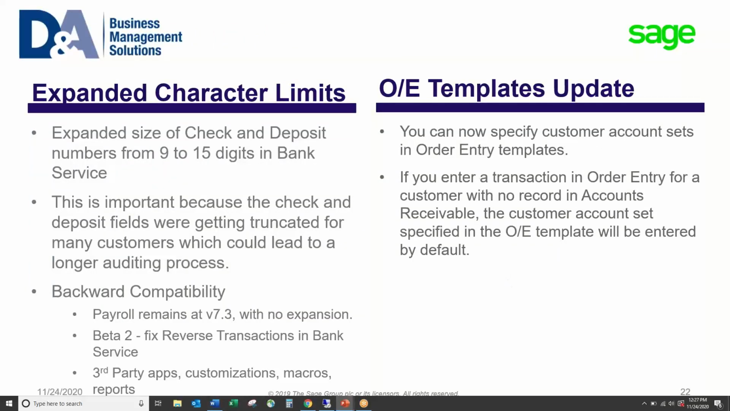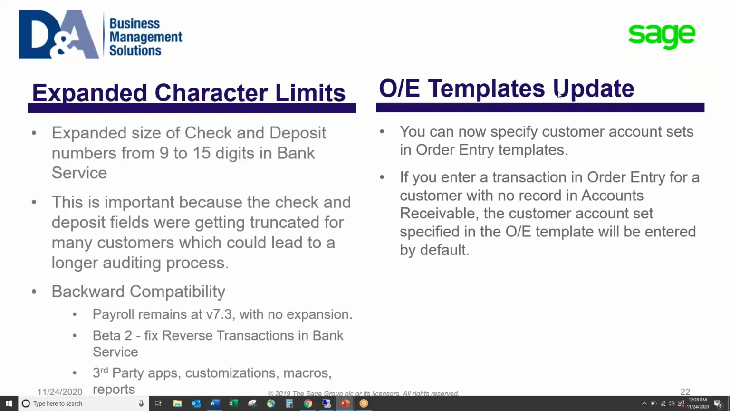Another thing to note here was expanding character limits and the order entry template update. Okay, so this here is important to note. From an expanded character limit perspective, we've expanded the sizes of both the checks and the deposit numbers, and we increased it from 9 to 15 digits in the bank services module within Sage 300. This was very important because when we didn't have 15-digit-long fields, the check and deposit fields were being truncated for many customers, and that was causing issues from an auditing process standpoint. Okay, based upon what payroll you're using, if you're using the payroll module within Sage 300, the version that still resides and is going to be supported in 2021 is payroll version 7.3, and this is something you may not know, and don't worry because DNA does know that information.